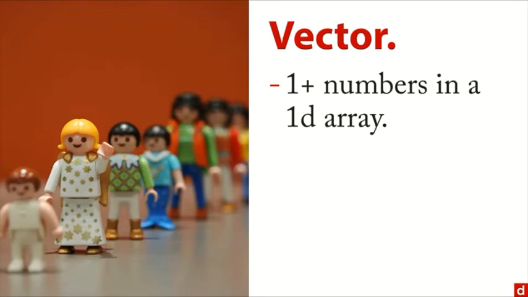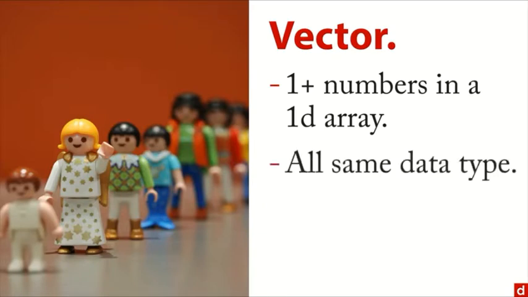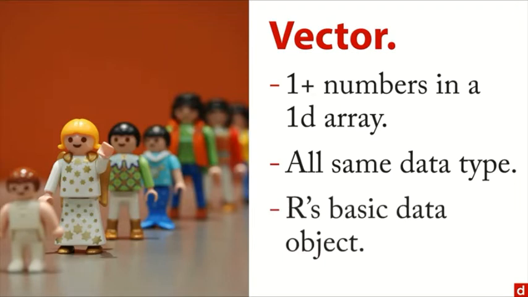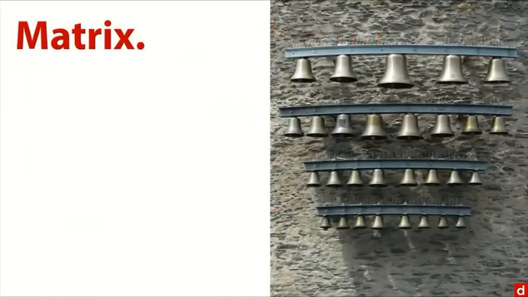The important thing about vectors is that the data are all of the same data type. So for instance, all character or all integer. And you can think of this as R's basic data object and that most other things are a variation of the vector. Going one step up from this is a matrix.